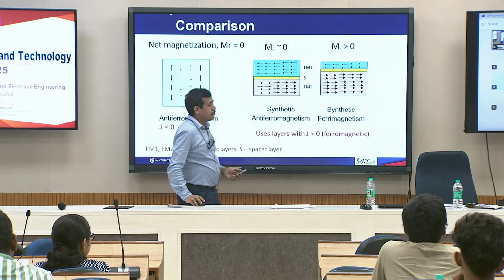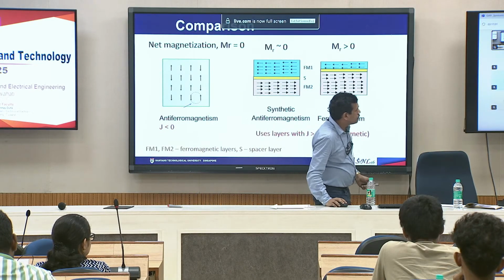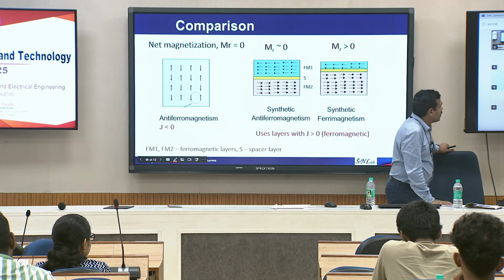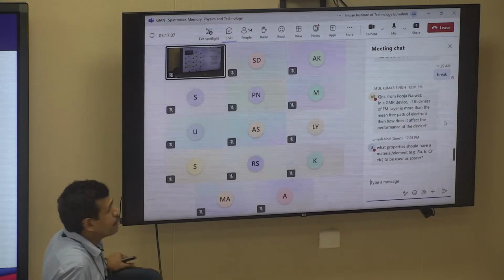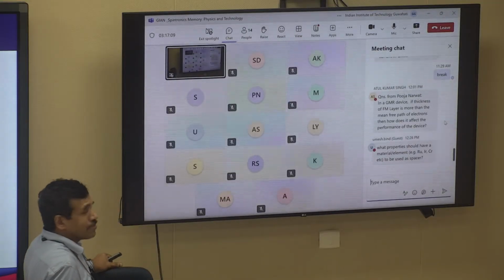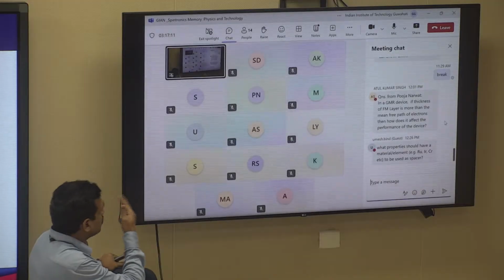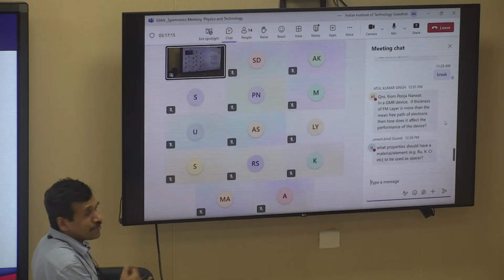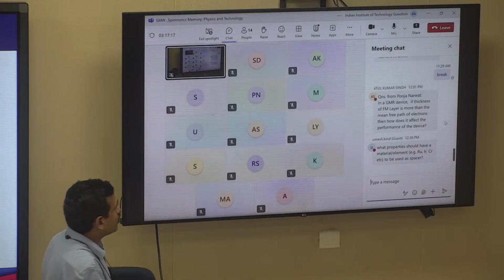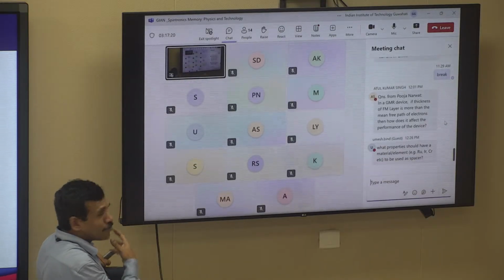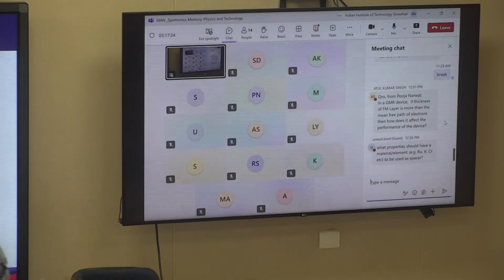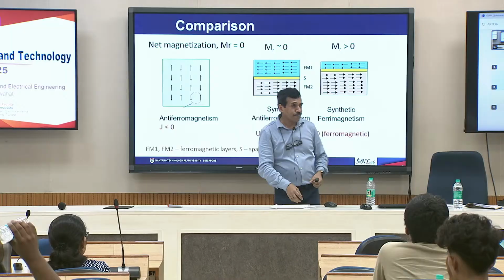The other question is what properties a material should have to be used as a spacer layer. Yeah, this one is difficult to say, but as I mentioned, in the 1990s itself, Professor Stuart Parkin studied 40 different materials, from which ruthenium and iridium are known to be good materials. So, why do you want something else? Just use one of them, ruthenium or iridium.